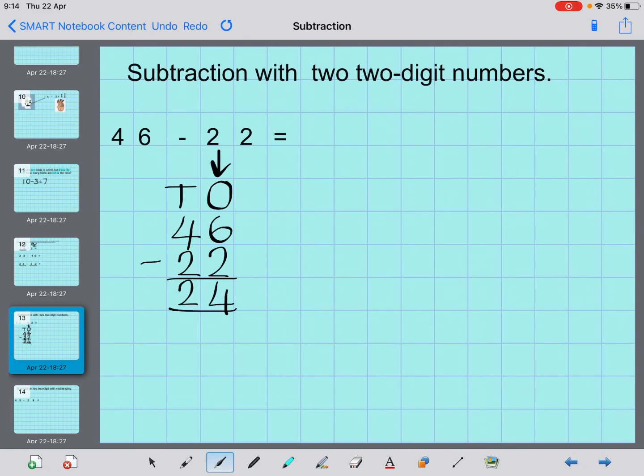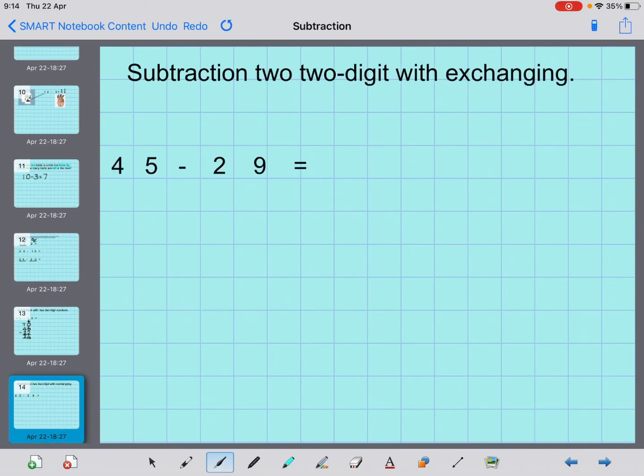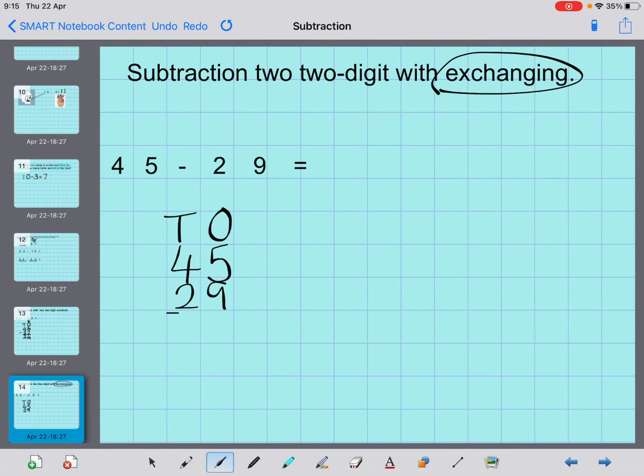As we become more able with our subtraction and our column method, we would then look at subtraction with exchanging. And this is where the 1s from the first number are smaller than the 1s in the number that would go underneath. So we need to exchange and get our numbers ready first. 45 take away 29. You can see here in my ones column, I'm not going to be able to do 5 take away 9. So I need to do some exchanging.